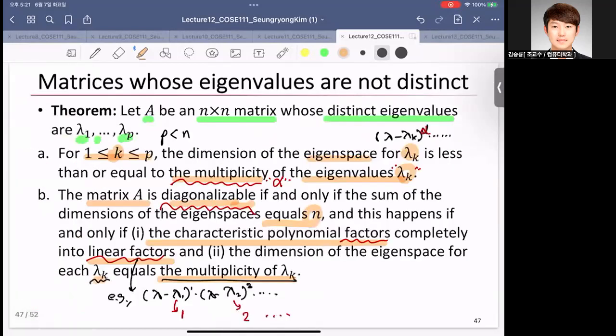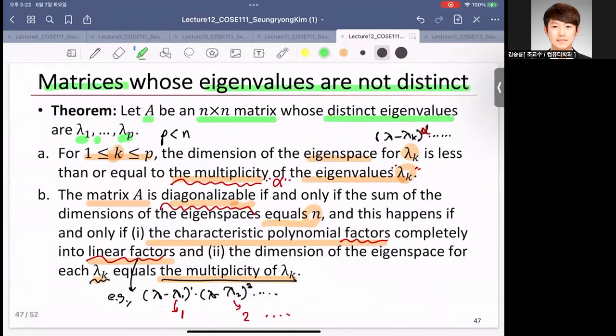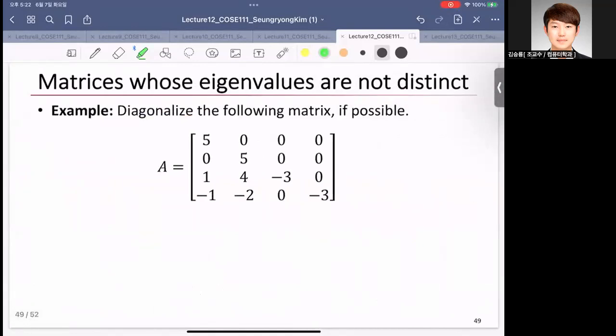This kind of theorem can be applied to a matrix whose eigenvalues are not distinct. If matrix A has n distinct eigenvalues, it is just diagonalizable. But if not, we have to follow this kind of further constraint. These are the properties. And let me show you a very simple example.